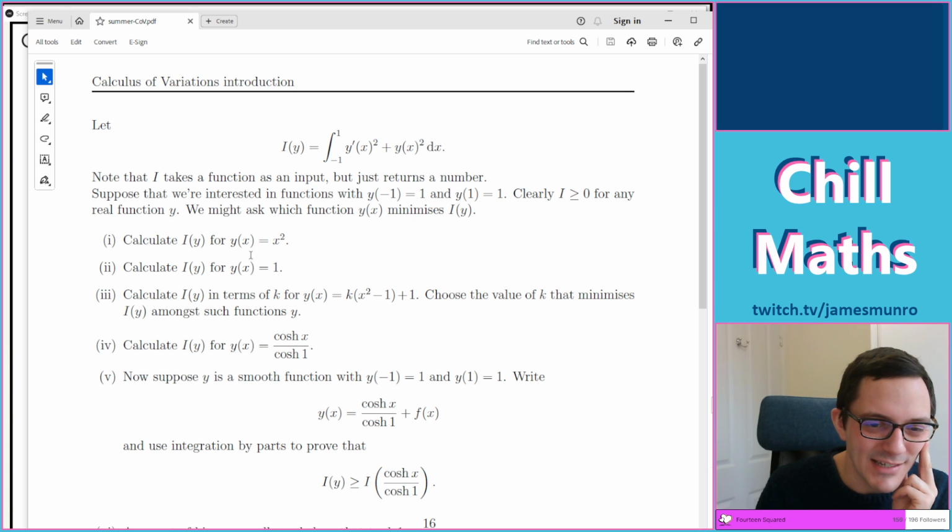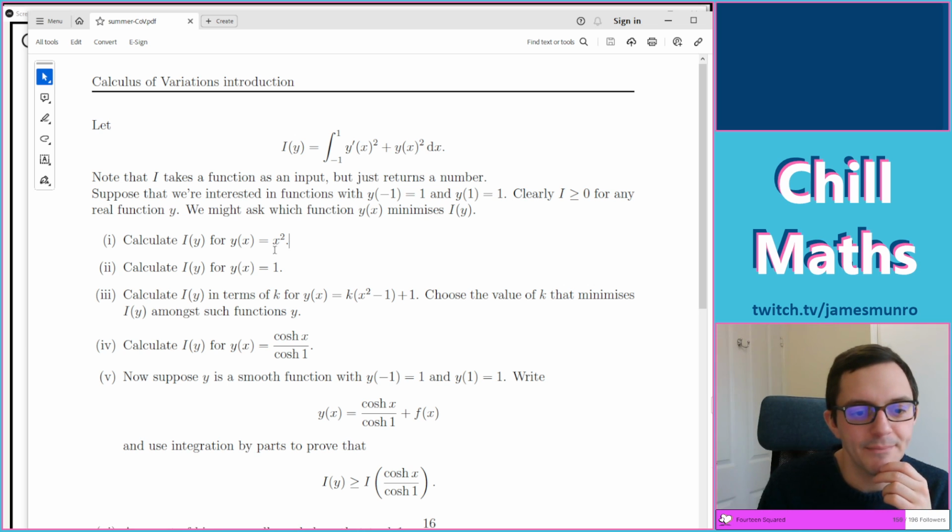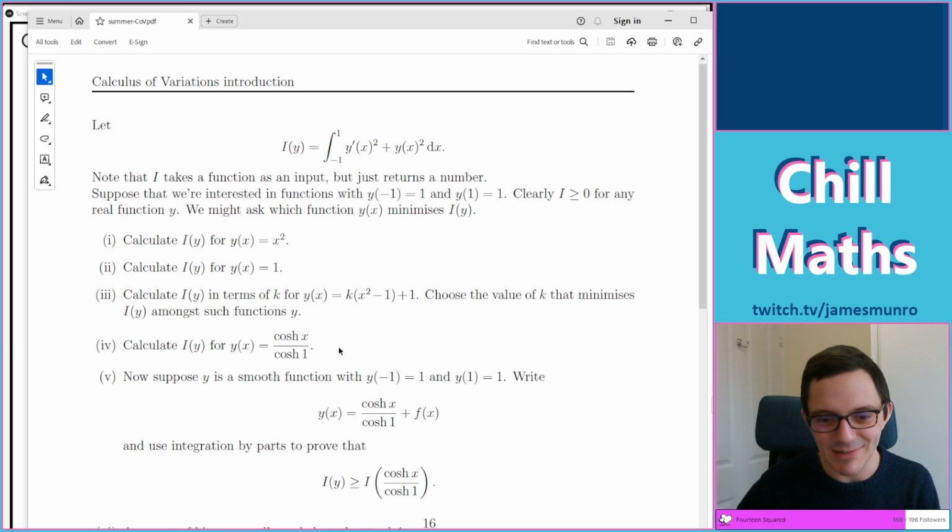The task is to calculate what this is for y equals things like x squared, which means to put in x squared over here, and 2x, the derivative, over here, square each of them, add it together and integrate. That's some function of x, you could do that. And you put other functions in as well, including weird stuff like cosh, because my students know about hyperbolic functions, so I can give them those.